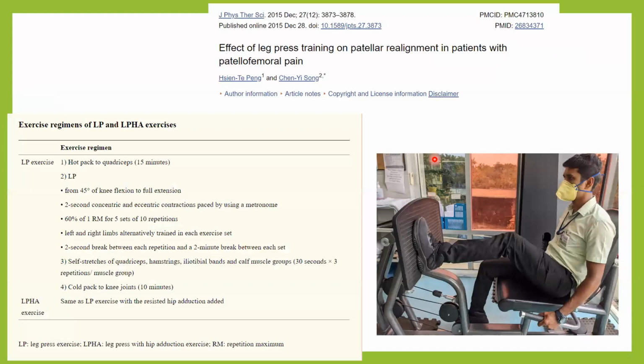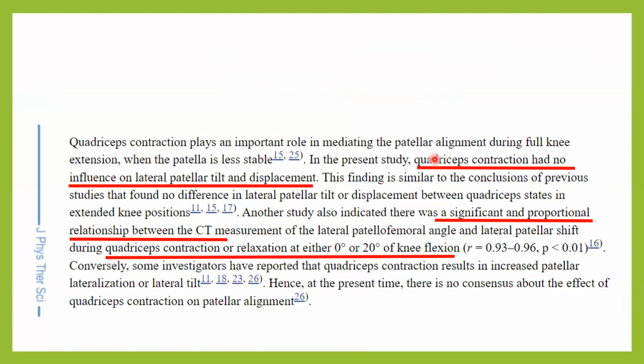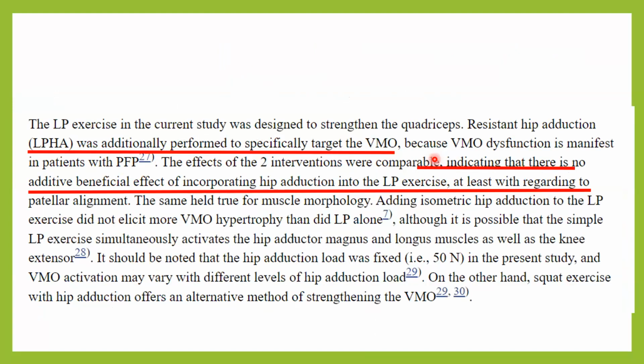So coming on to some of the exercises which are commonly used for patellar instability or patellofemoral pain. It is the closed kinematic chain leg press which is done. The study says that the quadriceps contraction has not much influence on the lateral patellar tilt and displacement in patients who have used the leg press, again with the position of the foot where it is kept, and the VMO targeted specifically. There are positions where they say you have to have a slightly rotated position. Studies have said that they do not give additional benefit.